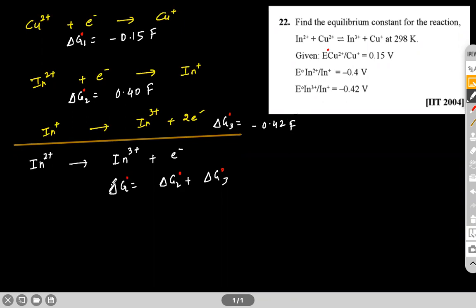Now for this reaction, delta G naught would be, we'll just add these two. So 0.40 F plus minus of 0.42 F. So it would be minus of 0.02 Faraday is the delta G for this.